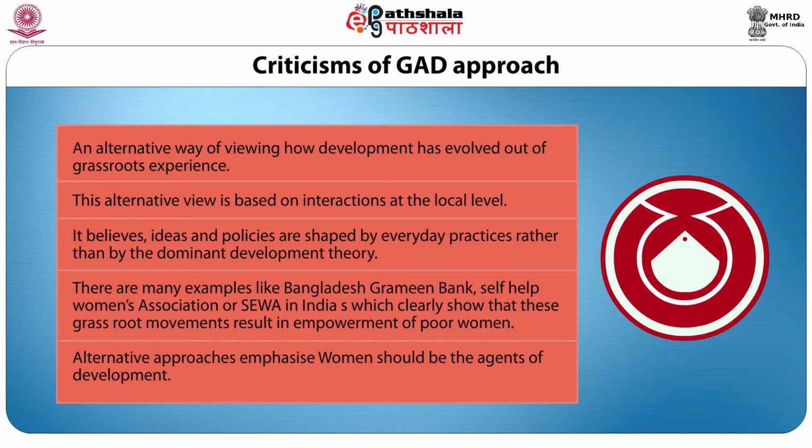There are many examples, like the Bangladesh Grameen Bank, the Self-Employed Women's Association, or the Seva movement in India, which clearly show that these grassroots movements result in the empowerment of poor women. Alternative approaches emphasize that women should be the agents of development.